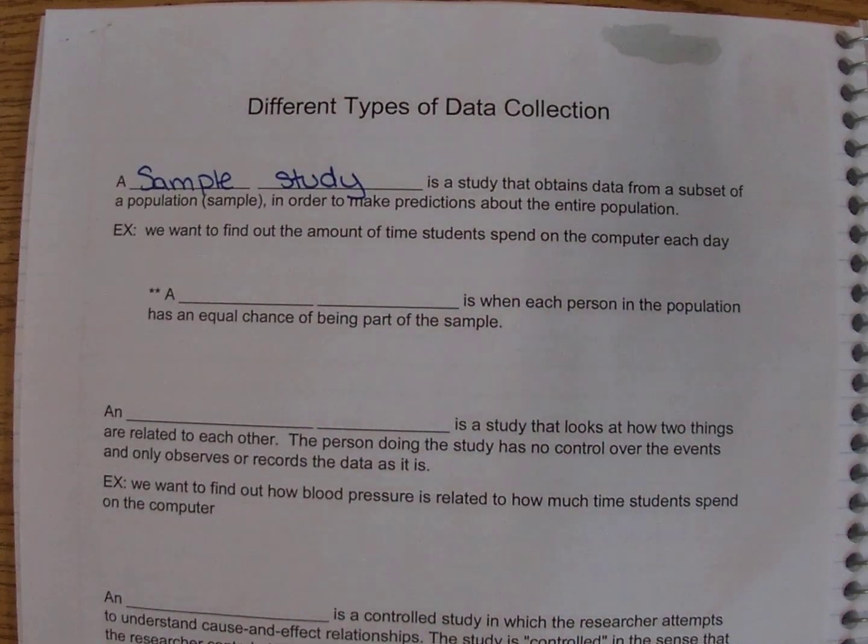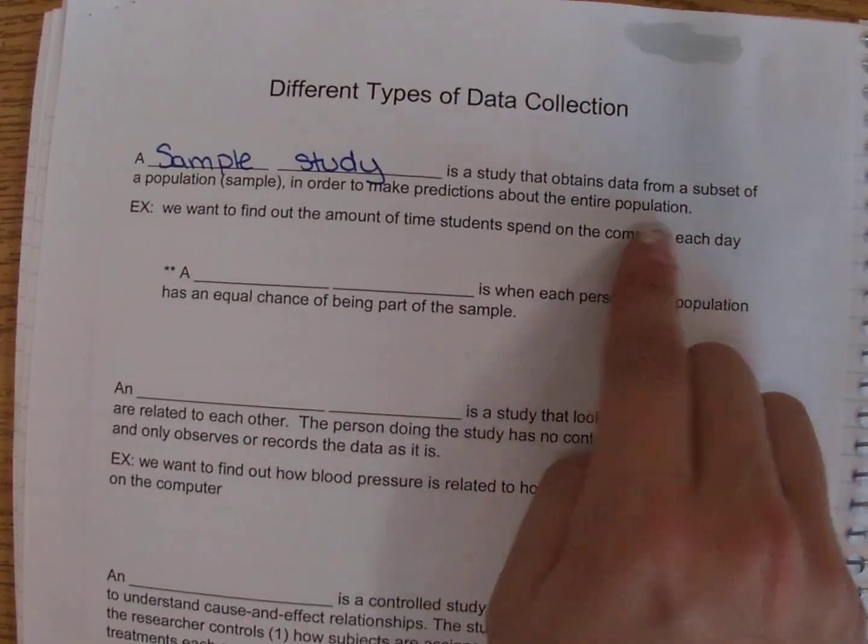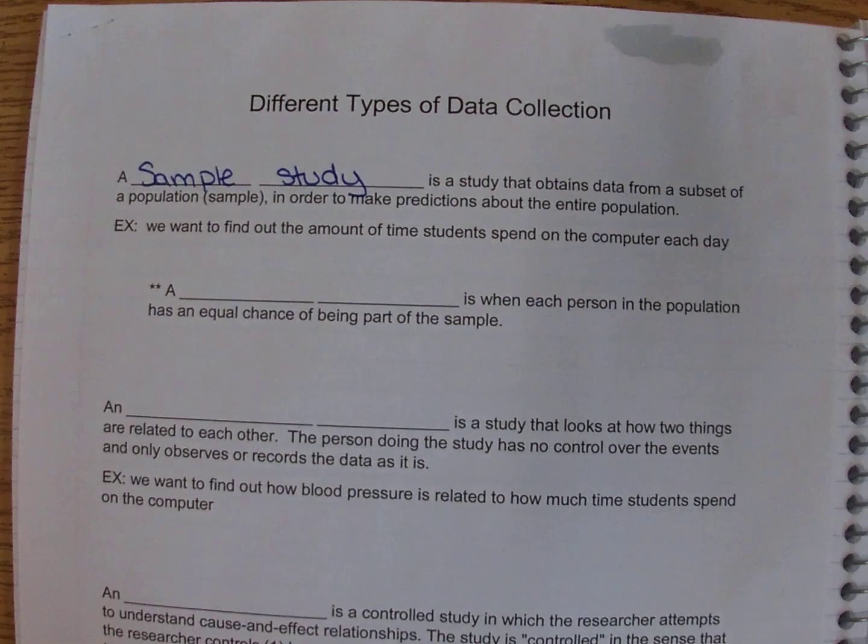We call that subset of a population a sample. A subset just means a smaller group of the large. So if there are 3,000 students here at Westfield High School and we want to do a sample study, we are not going to survey all 3,000, but we are going to do a subset, a sample population, which might only be 500. This is then used to help us make predictions about the entire population.